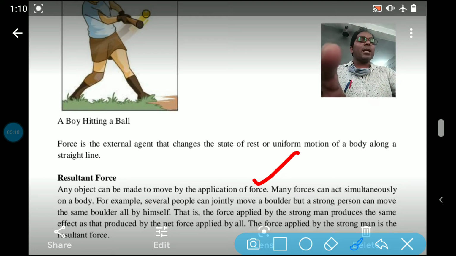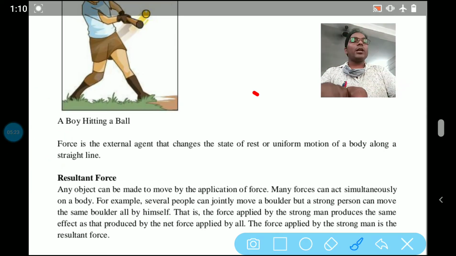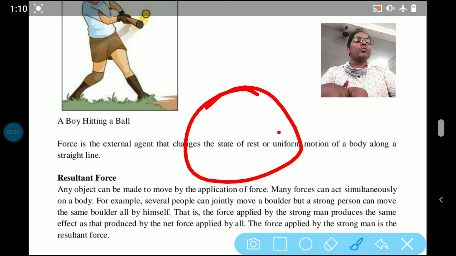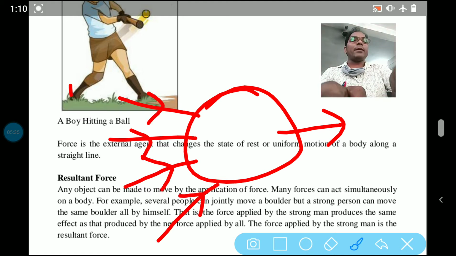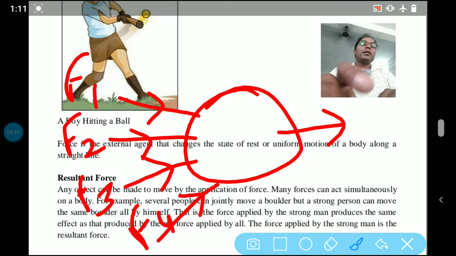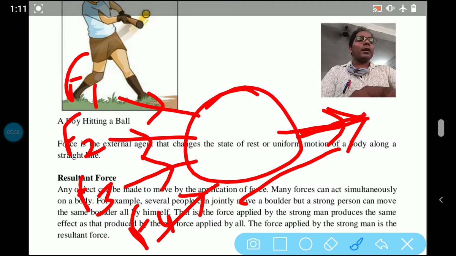I am going to explain the resultant force. Suppose this is a body, and the body is going to move. But to move the body, many forces are applied. You can give them the names F1, F2, F3 and F4. There are four forces, and all these forces are acting on this body to move it, and now the body has started to move.